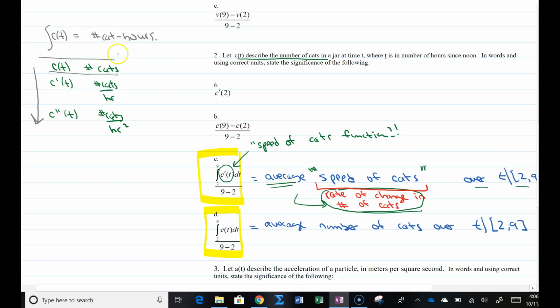Now, all of us are going to say, what in the world does a cat hour mean? And a cat hour means absolutely nothing that's useful. But in terms of just using units, you see what's happening.